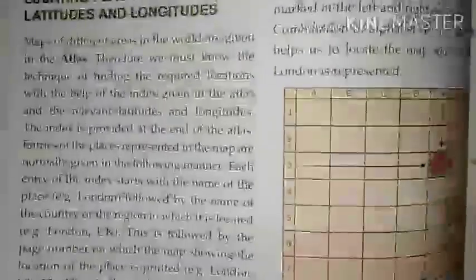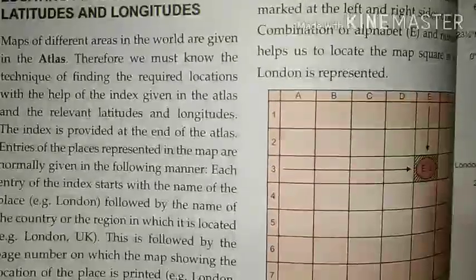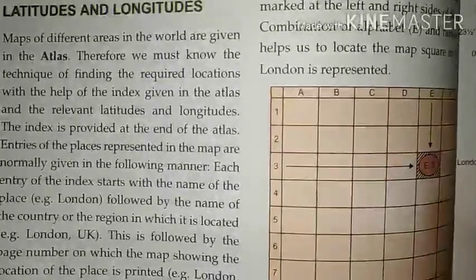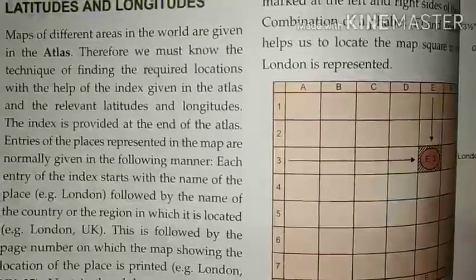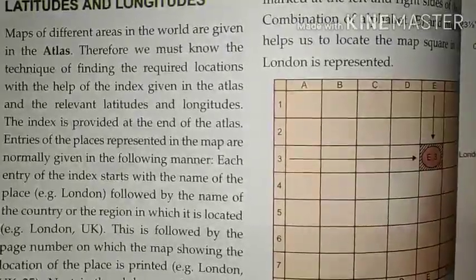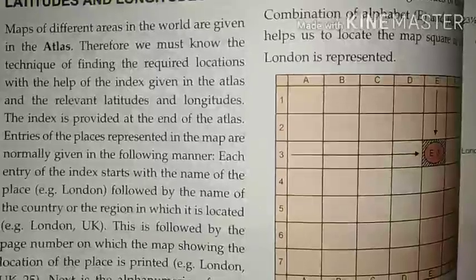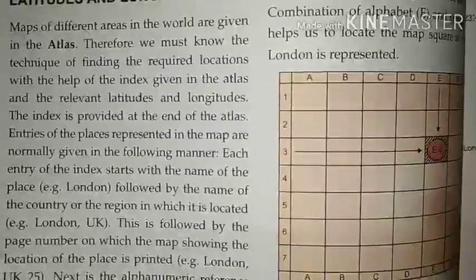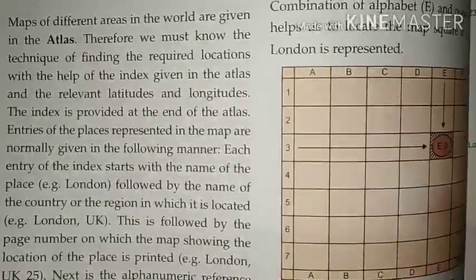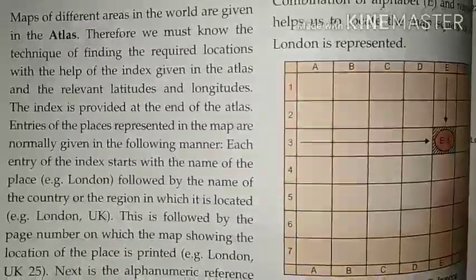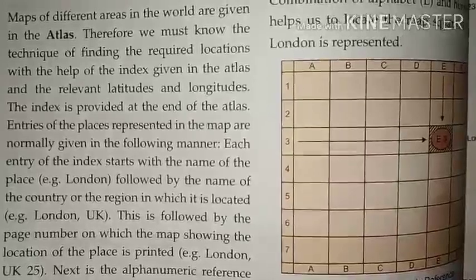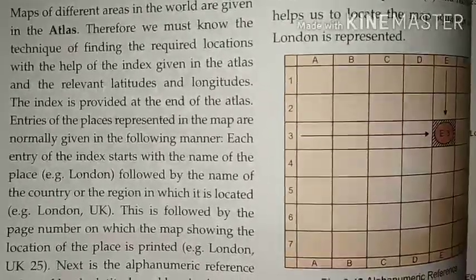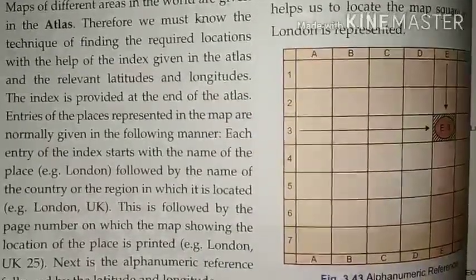Therefore we must know the technique of finding the required locations with the help of the index given in the atlas and the relevant latitude and longitudes. The index is provided at the end of the atlas. Entries of the place represented in the map are normally given in the following manner. Each entry of the index starts with the name of the place, that is, if it is London, then London will be written, followed by the name of the country or the region in which it is located. So you can see here London, UK, 25.